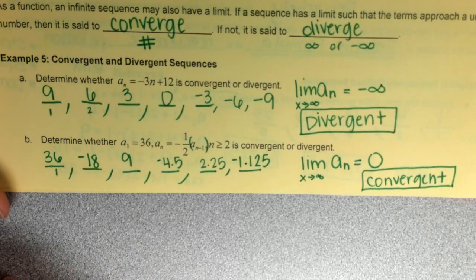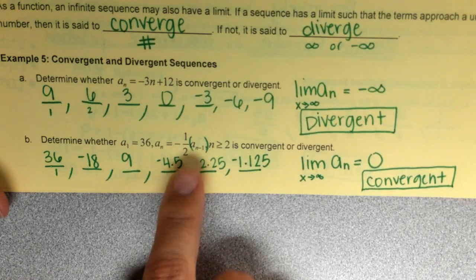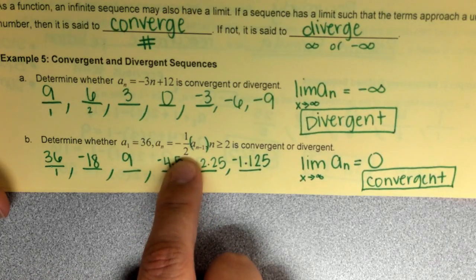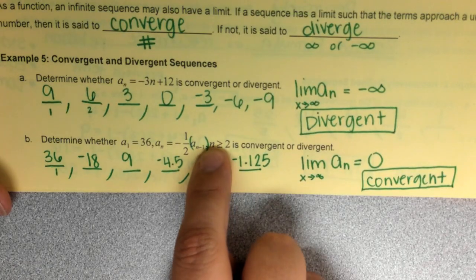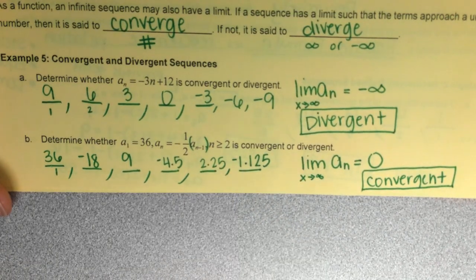No, it could approach 1. Like if I made this 3/2 instead of 1/2. Wait, no, if I would have put a +1 on the end. Does that make sense? Okay.